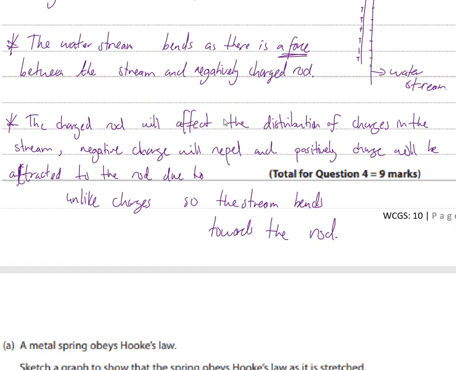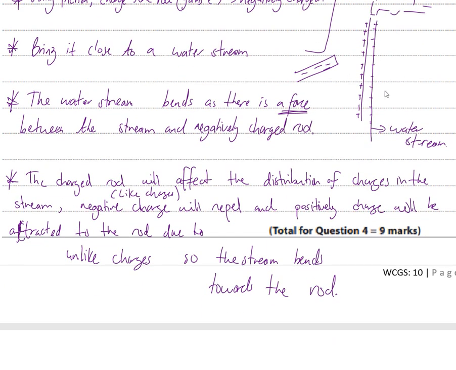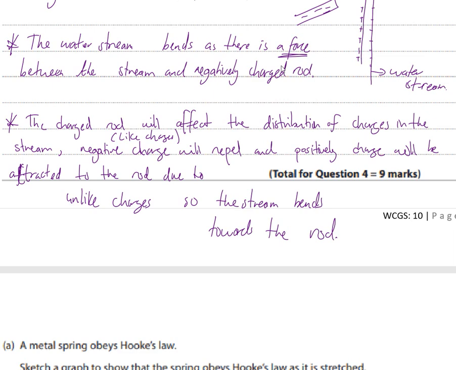And the last point we talk about is that the rod is going to affect the charge distribution. So all the negatively charged will be repelled. Why will you repel? Because like charges repel. The rod is negative, so it's going to repel the negative ones because they are the same. And the positively charged will be attracted because unlike charges attract, so that's why it bends towards it.